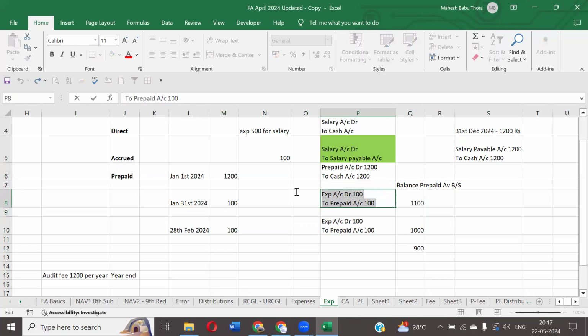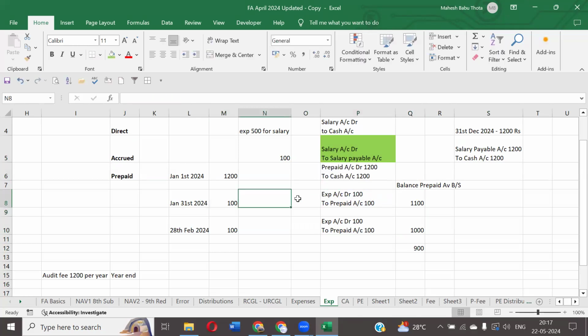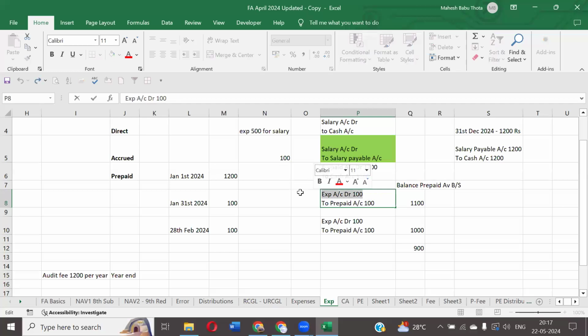Now tell me, will it impact our NAV? Yes, expenses will be reduced by 100 rupees. How will it impact NAV? We'll show expenses in the profit and loss. Profit and loss is not a NAV component. Expense is not a NAV component. Which is the NAV component in this entry? The prepaid account, which is an asset. So this is the only NAV component. So there is a reduction of the prepaid expense, and there will be an impact on the NAV in amortization entries.